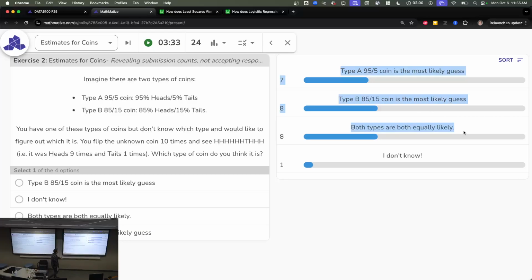Like in any of these 3 options, maybe you thought about it this way, and that's why you got the answer that you got. I think with the 95%, I'm just guessing 9 out of 10 is going to be heads. Yeah, so you're saying 9 out of 10 times, that's like 90%, and 95 is pretty close to 90. So it should be the 95, right?